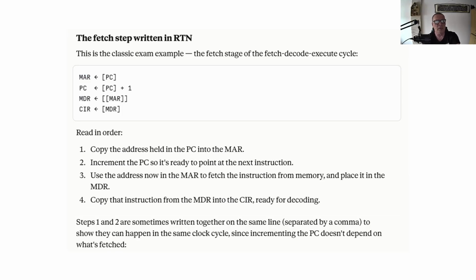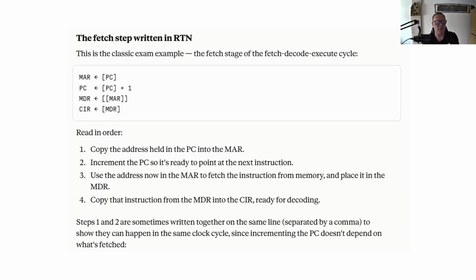So a fetch operation that we described earlier in words can be described with this notation. The first step is to get the contents of the program counter and move that into the MAR. Then, at the same time, we can increment the program counter to prepare it and point to the next instruction in memory. Then we'll take whatever's pointed to by the MAR, some data that's pointed to by an address in the MAR, and move that into the MDR. And then the data in the MDR can be moved into the CIR.